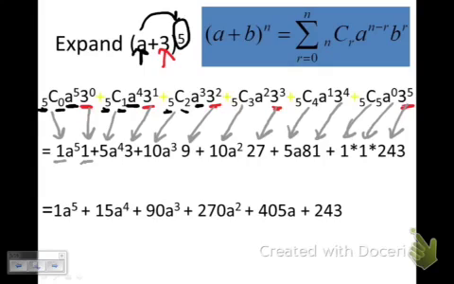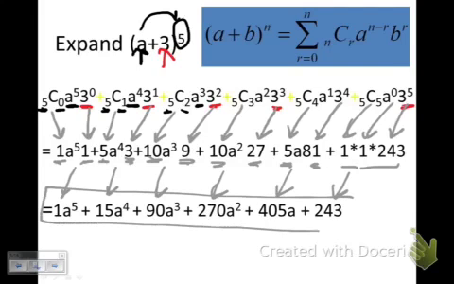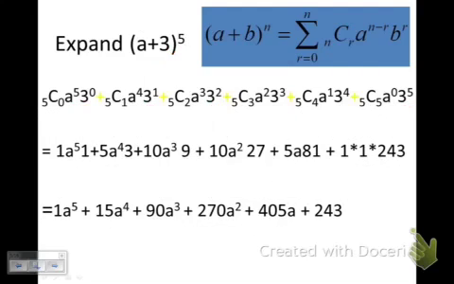Then I'll multiply: 1 times 1 is 1. 5 times 3 is 15. 10 times 9 is 90. 10 times 27, 270. 5 times 81, 405. 1 times 1 times 243 is 243. And I get my answer. So instead of multiplying all those out, I was able to just use this and come up with that answer using those combinations. If you need to, rewind this, watch it again. We'll go over some more here, but it's very, very important that you're getting what's going on right now. It's a little difficult, definitely.